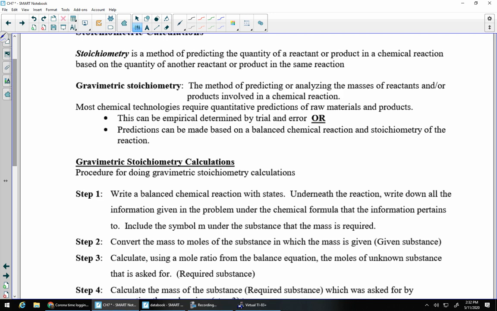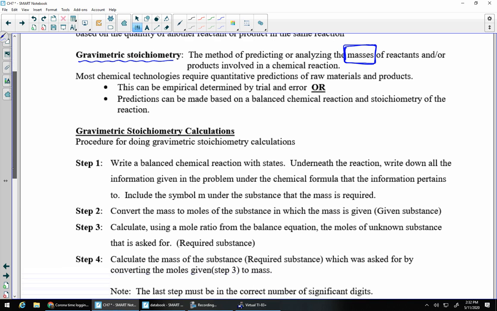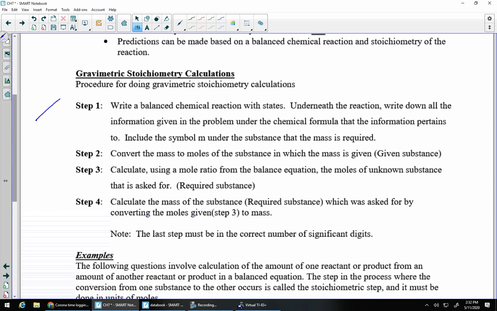The big difference is now we're going to start to look at gravimetric stoichiometry, and gravimetric stoichiometry is all about mass, right? So if I'm given the mass of one thing, can I find the mass of another thing? Absolutely we can. It's a couple more steps, but we definitely can. So gravimetric stoichiometry always follows the same kind of steps. Step 1, write a balanced chemical reaction, include all the states, all the balancing. It's everything that we've done before.